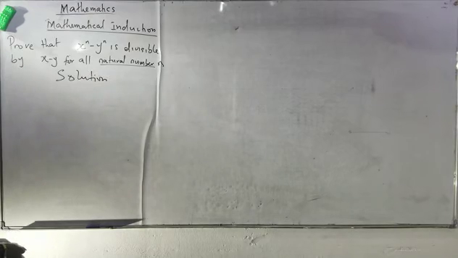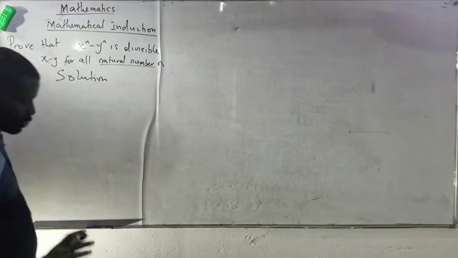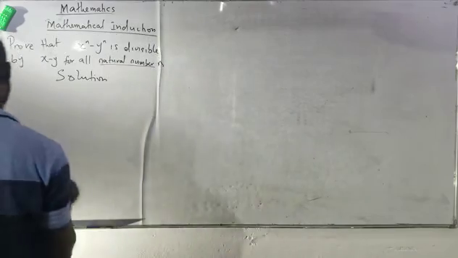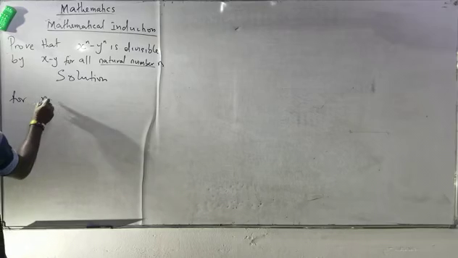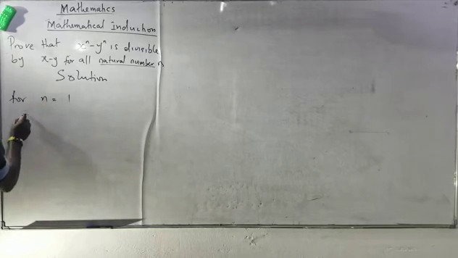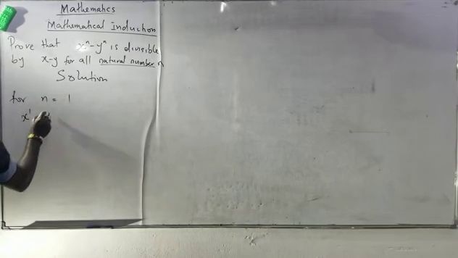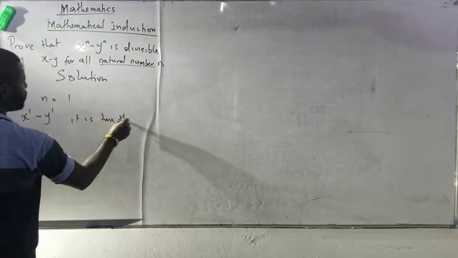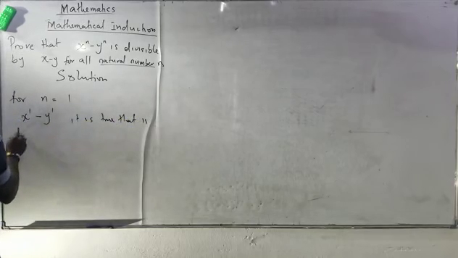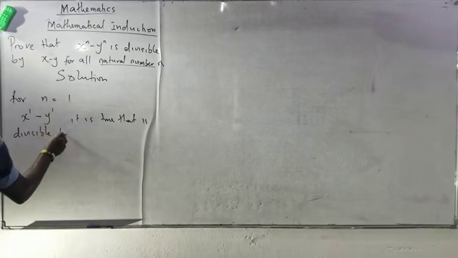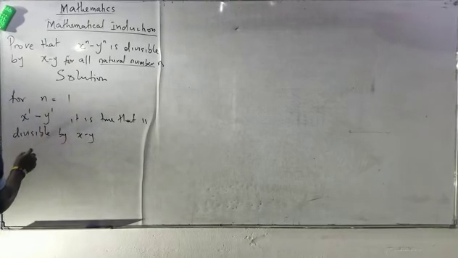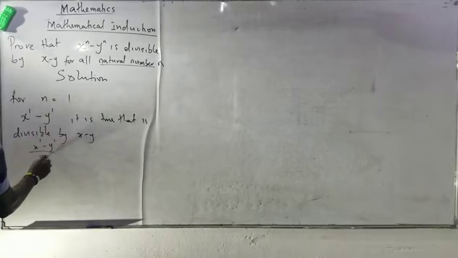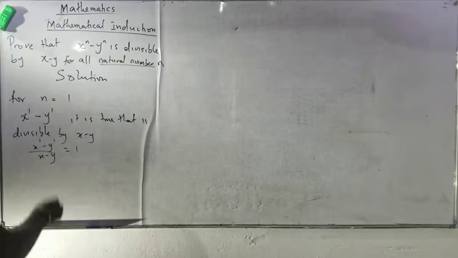Now, I have a particular question which I want to work on. What I'll first do is assume, you can use the word assume or for, don't use let's. Assume n equals 1. It means I'll have x to the power 1 minus y to the power 1, which is divisible by x minus y. We can see that x raised to power 1 minus y raised to power 1, divided by x minus y, gives 1. That is the first assumption.